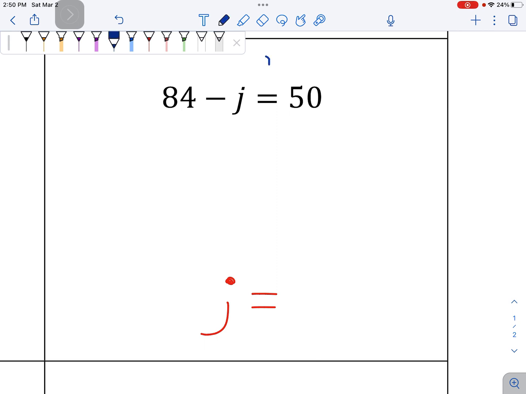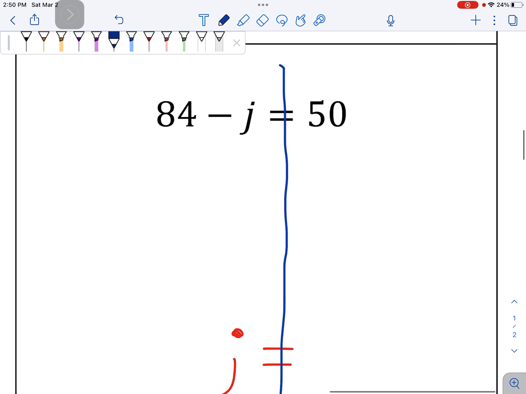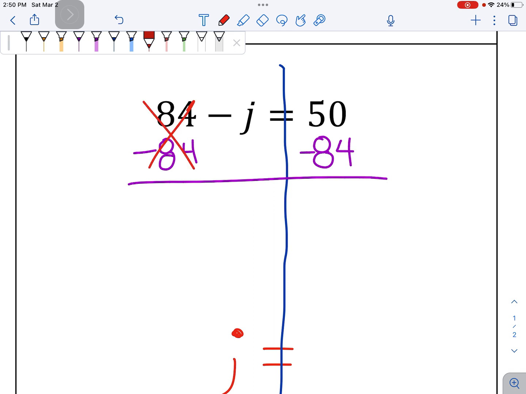I'm going to make my balance bar. And here's where it gets a little bit tricky. In the video, they said you could take away 84. Oh my gosh, look at that. I don't have enough. I have 50 and I have to take away 84. That'll give us a negative number. We haven't really dealt with negative numbers. Additionally, it will just leave us with minus J. Do you see that? Again, we haven't dealt with negative numbers.